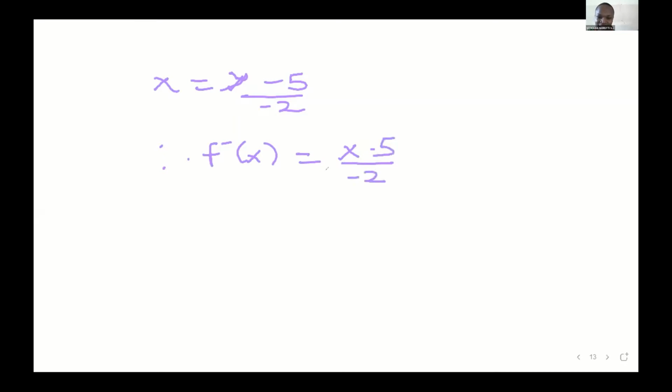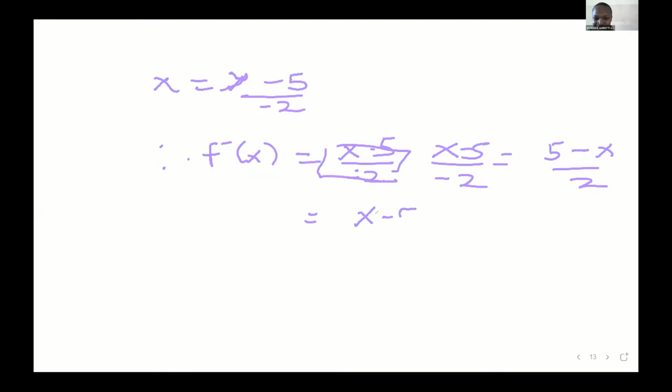This is the same, because when you simplify it, the answer we have here, x minus 5 out of negative 2, is the same as 5 minus x out of 2. This is where the similarity comes from. When you get x minus 5 out of negative 2, your denominator is a negative.